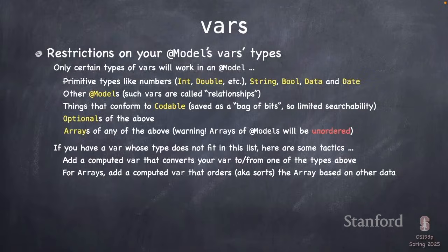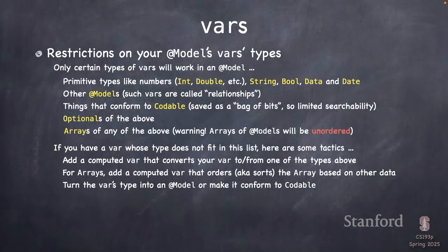Now, of course, we could take any existing type that we have that doesn't qualify above and make it an @Model or make it Codable. Okay, that is always an option. Making something an @Model creates a whole other table for it in the database. You probably wouldn't want to do that with simple little things, but it's not that high overhead to do it, so it's not really that big a deal. And then Codable, of course, is easy to do, but kind of opaque in the database.